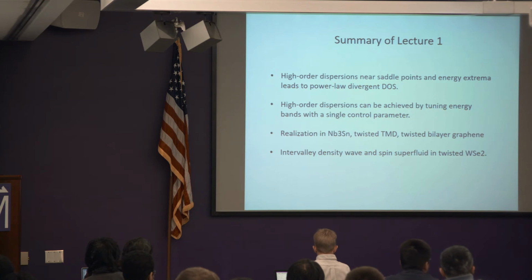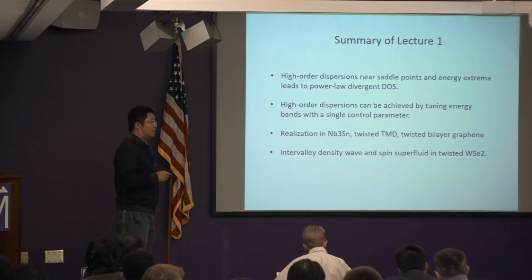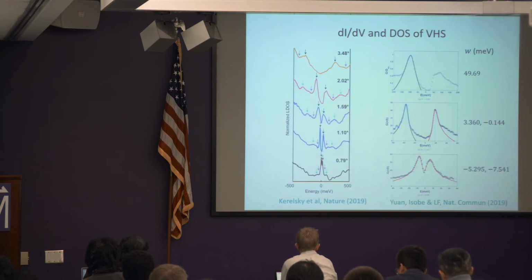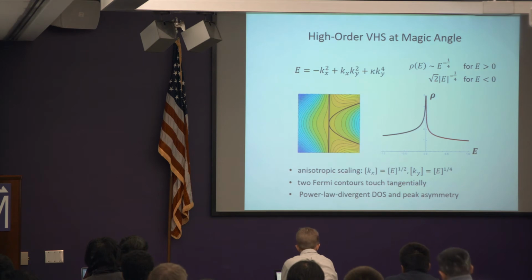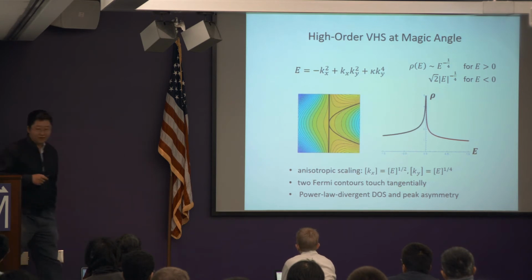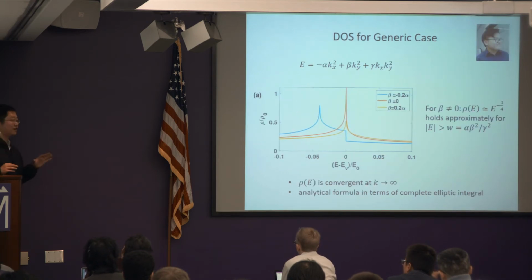Yes? How do you define the momentum space cutoff for your low energy theory? That's an excellent question. I didn't have time to talk too much about it. In all these cases of high order Van Hove singularity, when I say the density of states has a power law divergence, this divergence comes from the vicinity of k equals 0. So when I perform that integral, I extend the momentum cutoff, the UV cutoff, to infinity, and the integral is still convergent. This is very different from the ordinary Van Hove singularity.